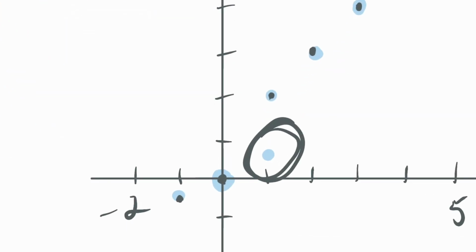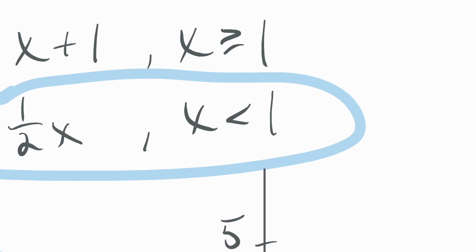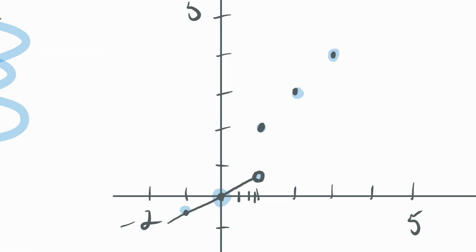Because if I plug in like, say, 0.5 or 0.75 or 0.9, those inputs all use that bottom formula. So they're going to continue this linear pattern up to that point, and then they're going to stop. And I'll leave an open circle there because I'm not using the bottom formula at 1. The graph jumps up to the next formula. Okay, so from here I'll have a solid filled in dot, and I'll continue that pattern.